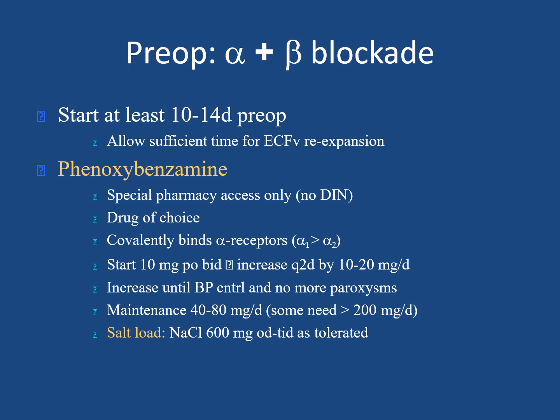First of all, a few words about phenoxybenzamine, which is an alpha blocker. It's not available over the counter. It's a drug of choice. It binds with alpha receptors. We will start with 10 milligram twice a day. Then every second day you can increase by 10 to 20 milligram. Our target is to control blood pressure and no more paroxysms. The maintenance dose of 40 to 80 milligram per day can be given at maximum. Some patients may need more than 200 milligram per day. You can load the patient with salt and fluids, normal saline, or sodium chloride 600 milligram OD or 3 times a day as tolerated by the patient.